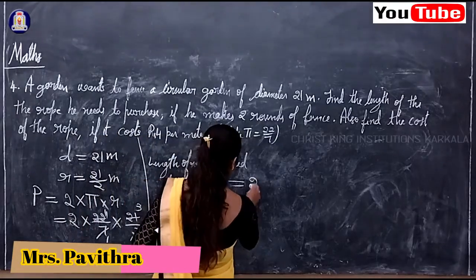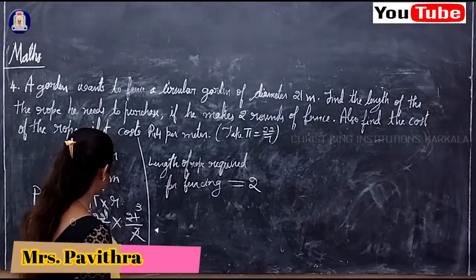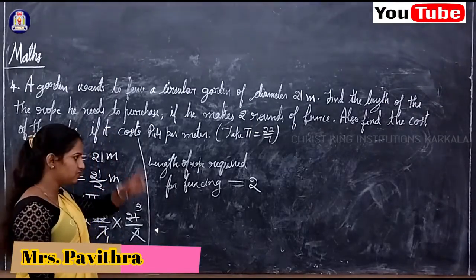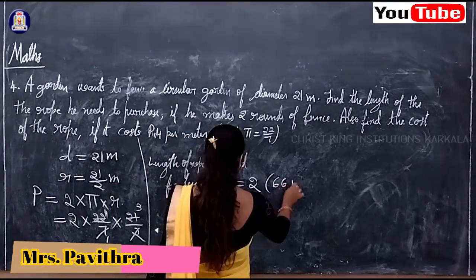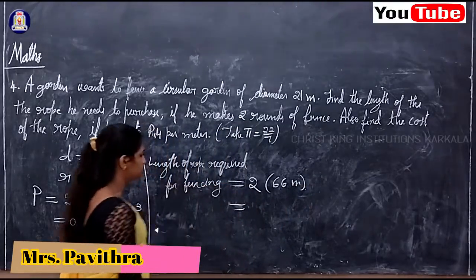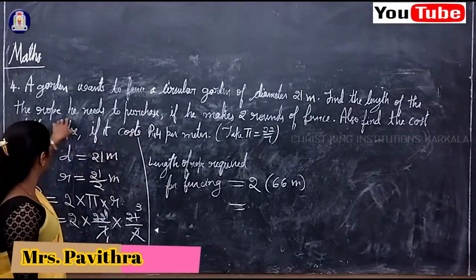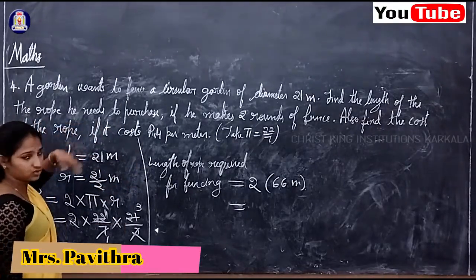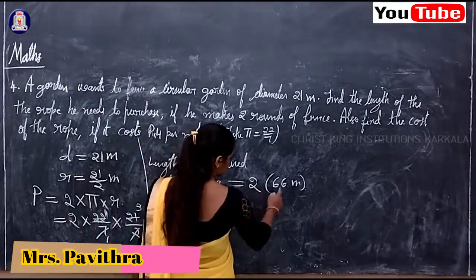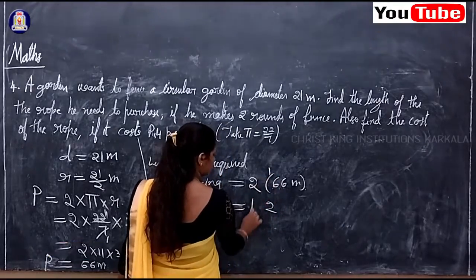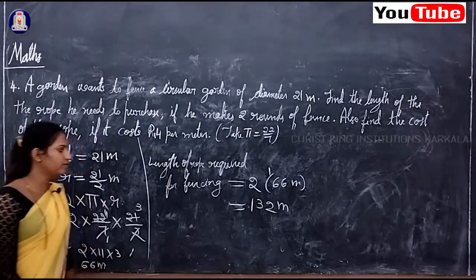So now write 2 into, 2 times we want to fence the garden. Perimeter of the garden we know is 66 meter. That is one round, isn't it? So 2 rounds you want, so 2 into 66 meter. He wants to fence the garden 2 times. So 2 into 66: 2 sixes are 12, and remaining 2 sixes are 12, 12 plus 1 is 13. So 132 meter. This is the length of the rope required for fencing.